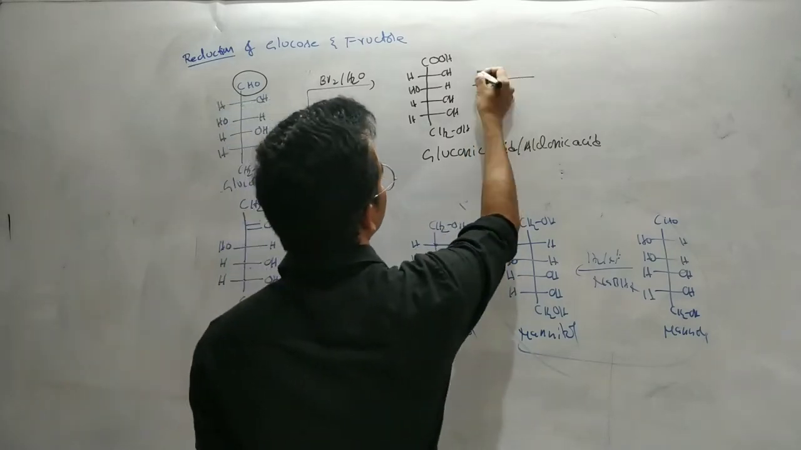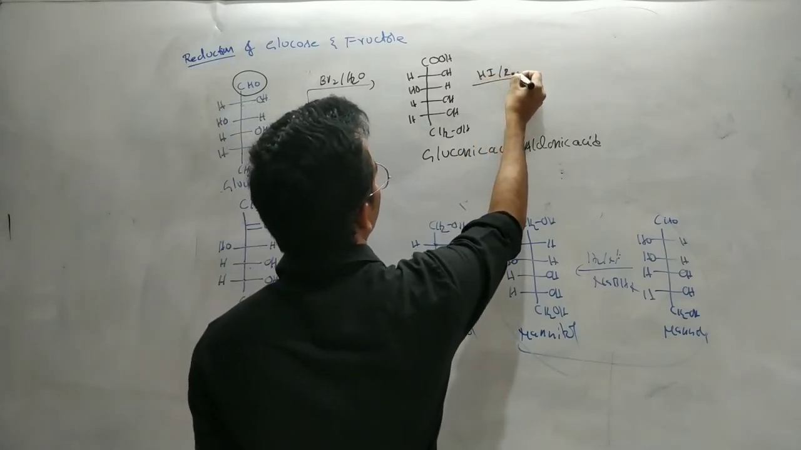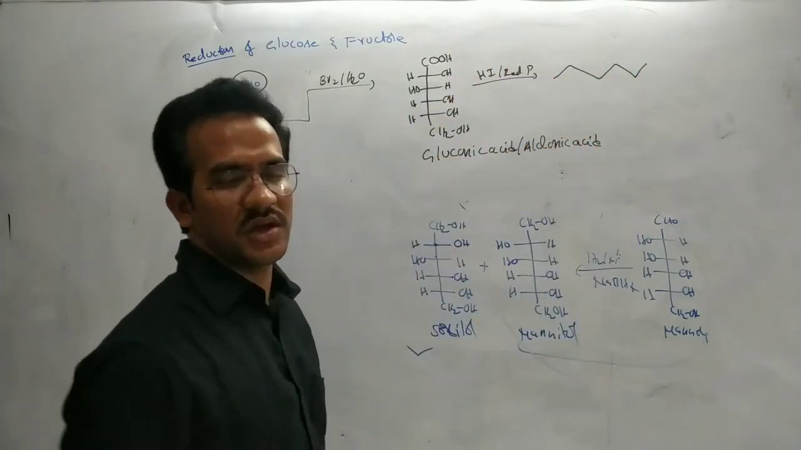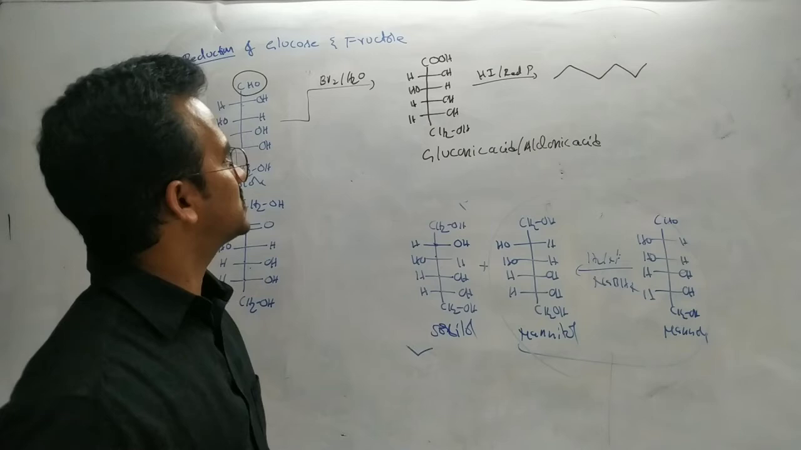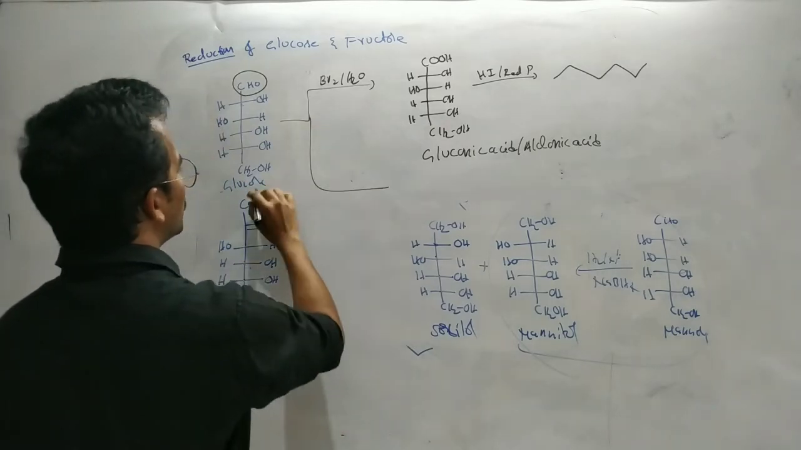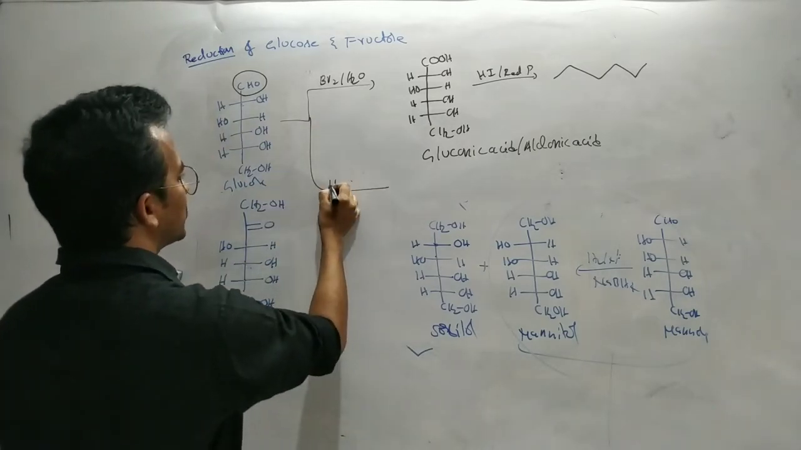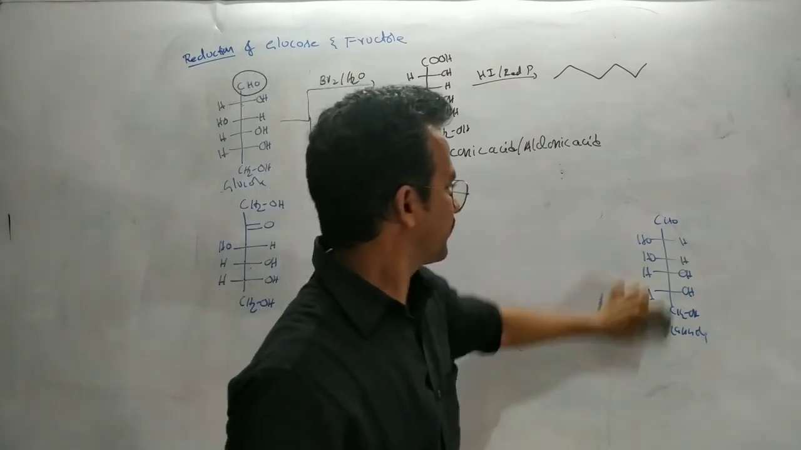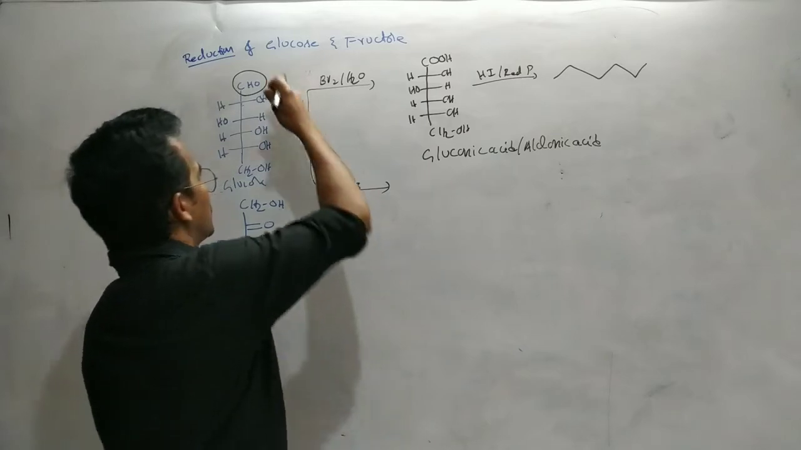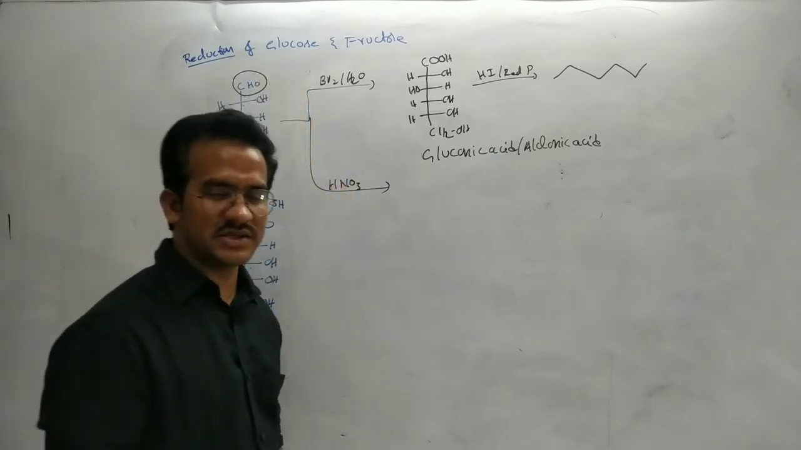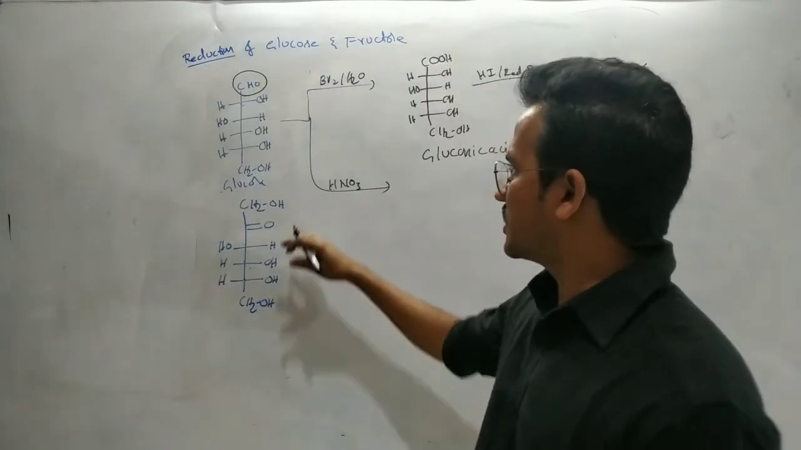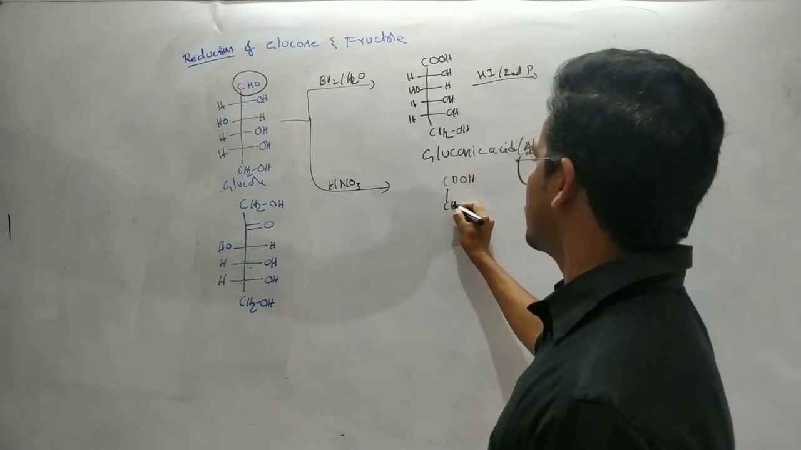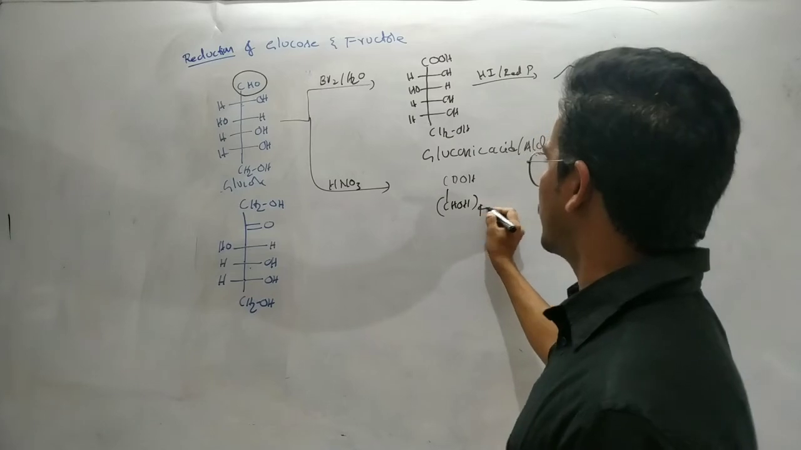Okay, of course this one also on reduction with HI and red phosphorus will get N-hexane. Okay, this COOH is also reduced to CH3, with red phosphorus and HI. Now the same glucose, on reaction with HNO3, this aldehyde group is oxidized to the acid, and the primary alcohol group is also oxidized to the acid with HNO3. That means here COOH, with the remaining CHOH groups in the same configuration, 4 times.